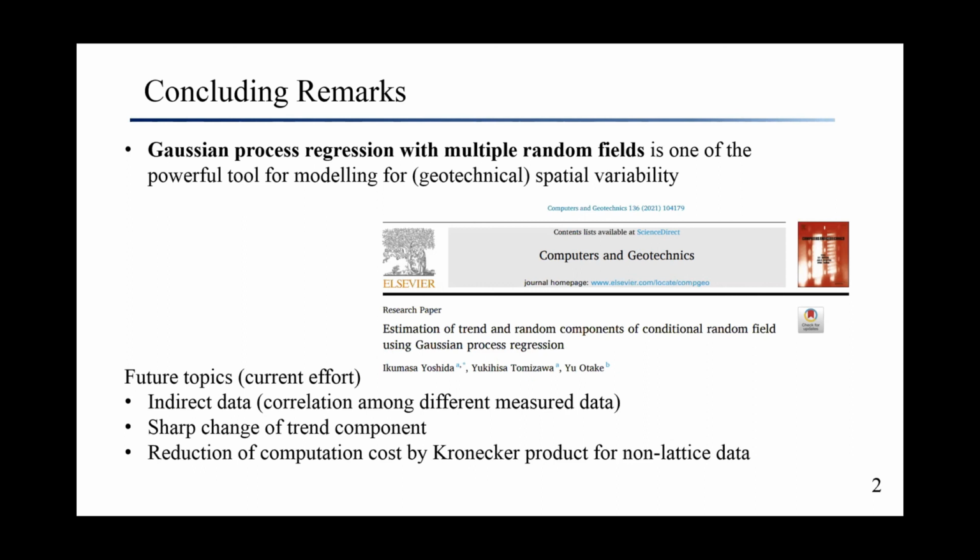And other future topics, we are working on these items. Indirect data: in this case, a different parameter which has a strong correlation with the parameter of interest, we want to use such indirect data. Then the estimation will be improved more. And GPR is not good at sharp changes like the benchmarking test, but maybe I can improve it more.